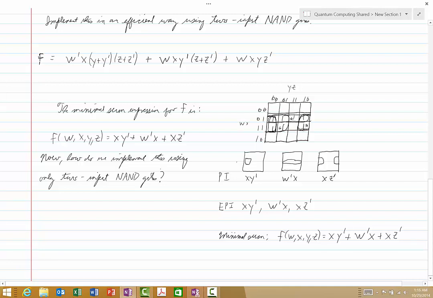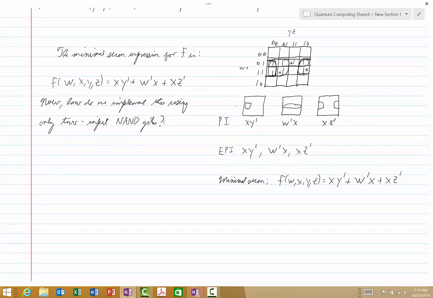Right now, if you implemented this directly, to implement this term we would need an AND gate. To implement this, we would need an AND gate. To implement this, we would need an AND gate. And then once we got those three terms, we would need a three-input OR gate to OR them all together. We don't want to do that. We want to use only two-input NAND gates to implement the entire function. So how do we do it?